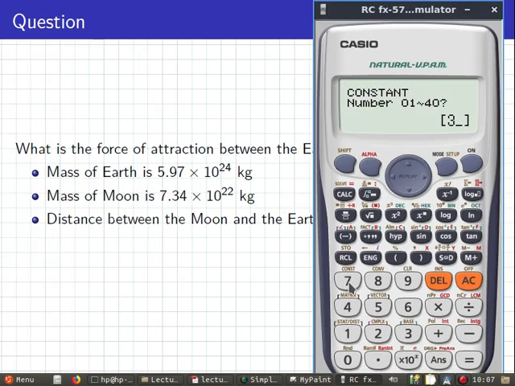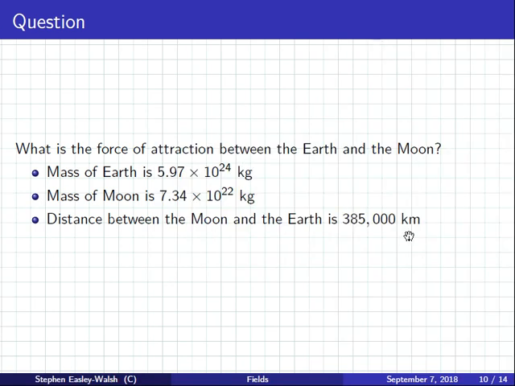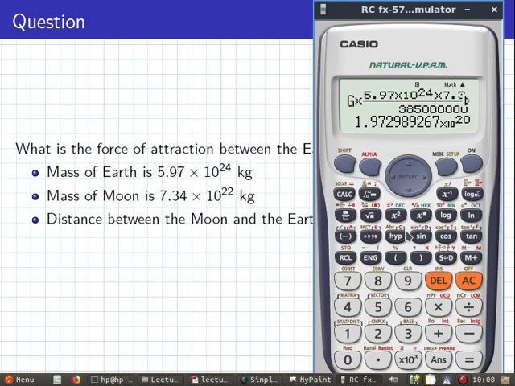G is number 39, you said, Chow? Yeah, that was 39. Okay. M1, M2, over R squared. Oh, you're all way off. Did you forget that this was kilometers? I don't think I made a mistake, did I? G. Okay, you got this. M1, M2, over R squared. This is the answer.